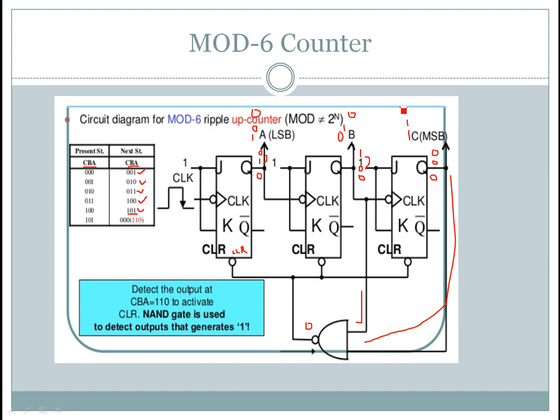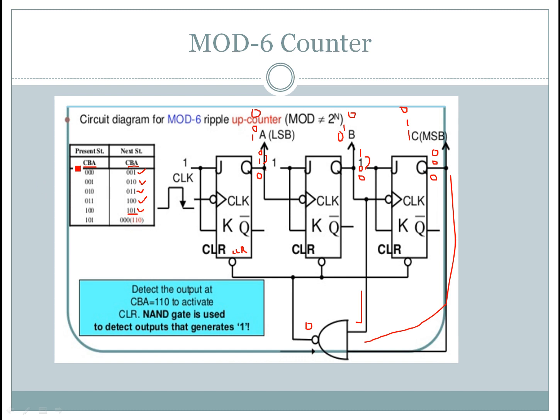So this is how we can design the mod 6 counter. The only thing we need to consider is wherever the outputs are 1, consider those outputs and connect them to the NAND gate, and the output of that NAND gate is connected to all the clear inputs of the flip-flops.